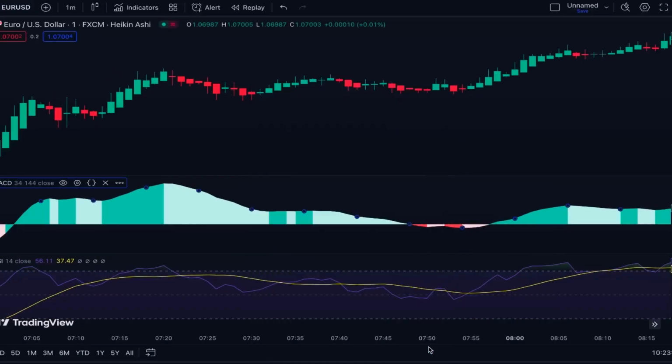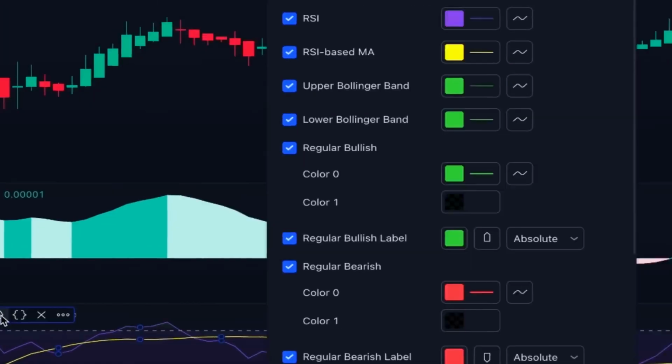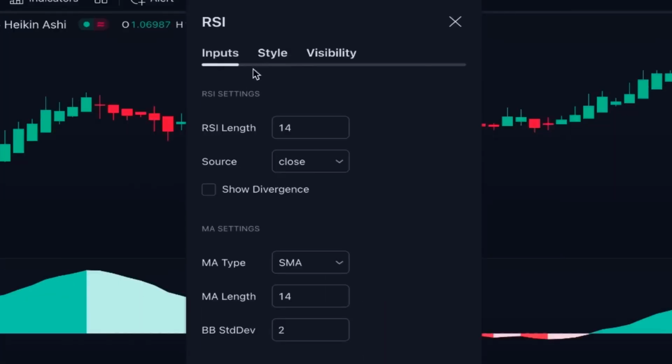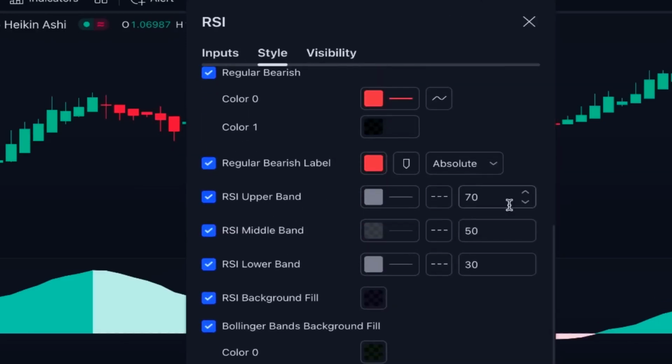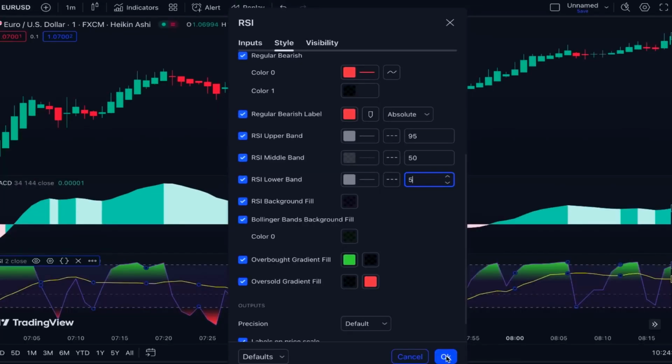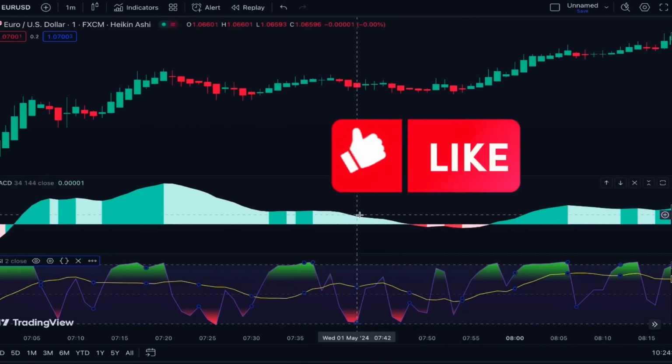Alright, we're done with MACD and now we go to the settings of RSI. First, in the inputs tab we set RSI length at 2, and then in the style tab we scroll down and for RSI upper band we set it at 95 and for RSI lower band we set it at 5. Alright, everything is already set on the chart and let's see how we trade based on this setup.